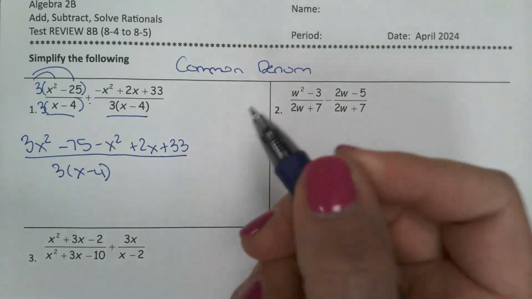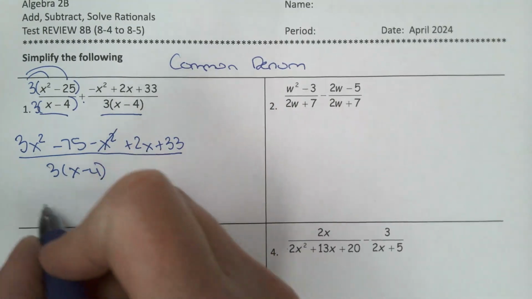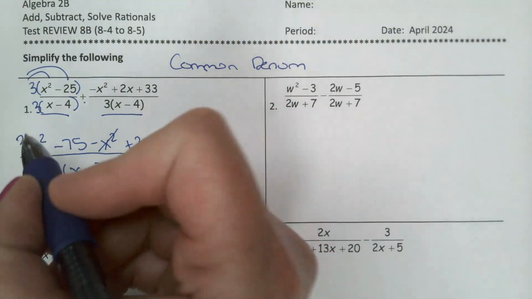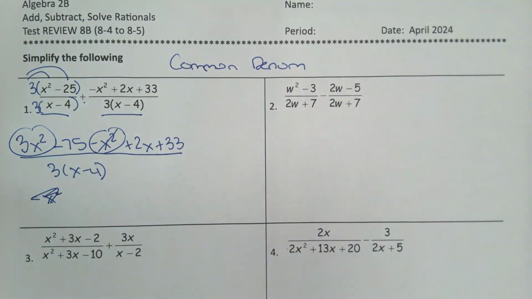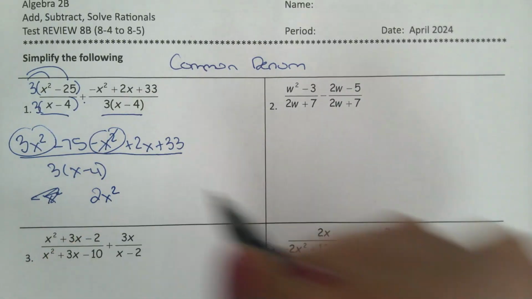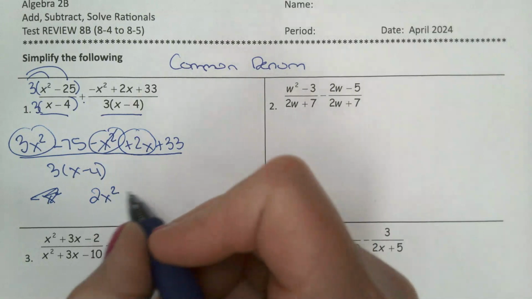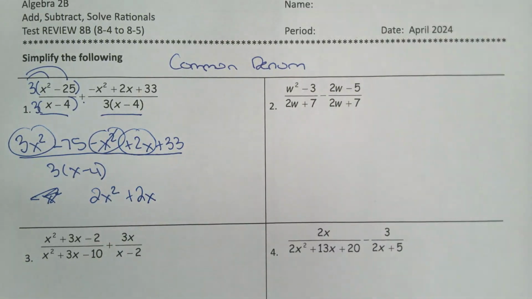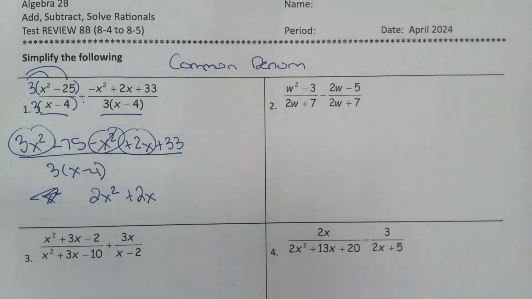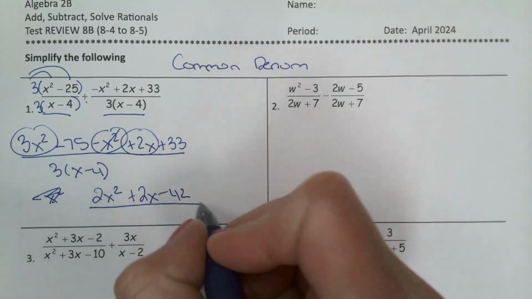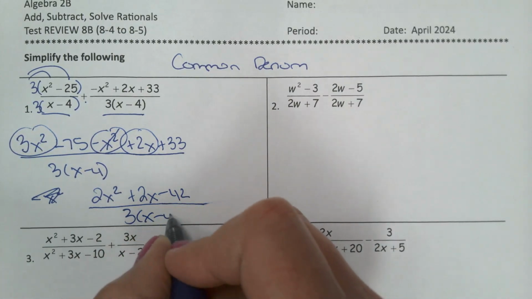I'm going to combine like terms and put it in standard form. So the x squared term comes first. Oh, sorry, I didn't do that right, my bad. Okay, so I have to add negative x squared and 3x squared, which adds up to 2x squared. My x's come next, and I don't have any like terms. And then I have to figure out what that adds up to. Negative 75 plus 33 is negative 42. Over 3 times x minus 4.